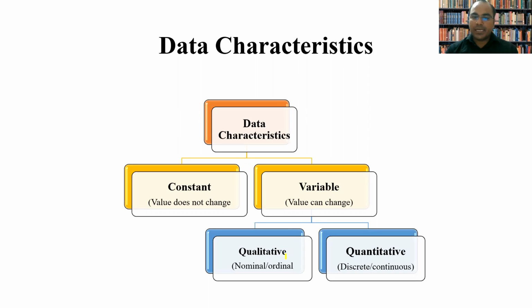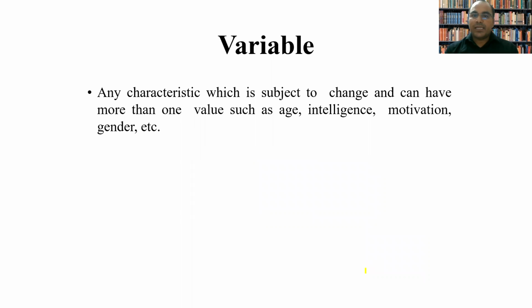Variable is basically of two types, qualitative and quantitative. Qualitative is divided in two parts, nominal and ordinal, and quantitative is divided into discrete and continuous. So what is a variable? Any characteristic which is subject to change and can have more than one value, such as age, intelligence, motivation, gender. The value of a variable changes.